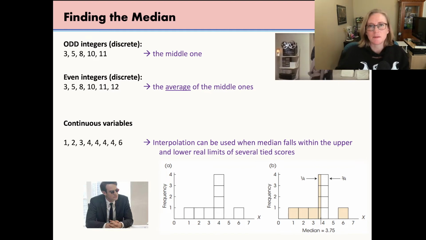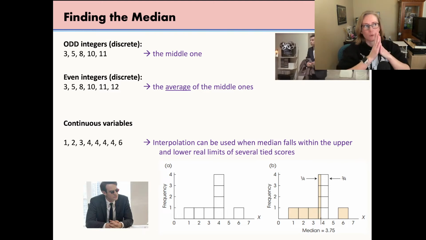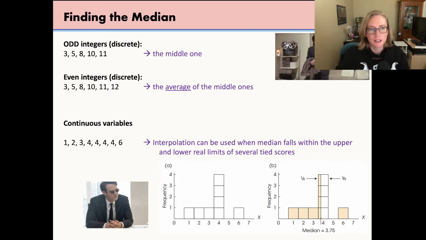All right, so finding the median. So we were talking about the mean. We moved on to the median, which is basically what splits the data 50-50, right? If we're going to have an odd number of integers, these are discrete numbers, it's simply the middle one. It's pretty straightforward, right? We have an odd number here. It's going to be the middle one, 8. If we have an even amount of integers, you're going to take the average of the two middle ones. Again, pretty straightforward.